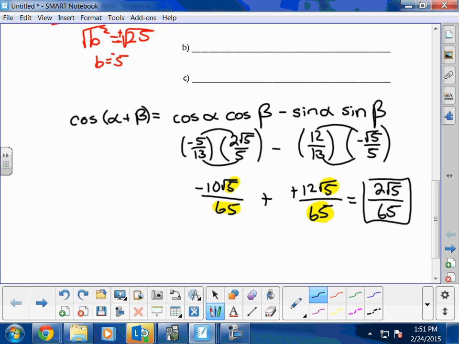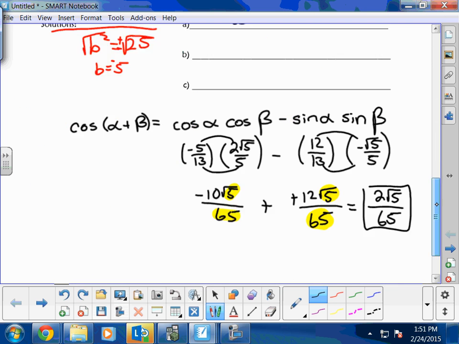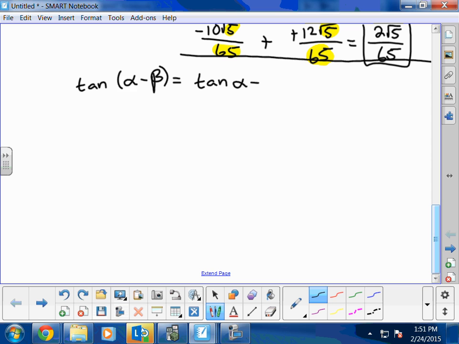Okay, very last one I have to do now is C. C is asking me for tangent alpha minus beta. So I'm going to look at tangent alpha minus beta, and I'm going to bring out the identity property by looking at the green sheet again. In this case, it's tangent alpha minus tangent beta divided by 1 plus tangent alpha times tan beta.